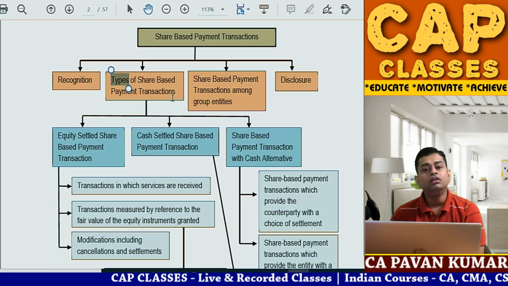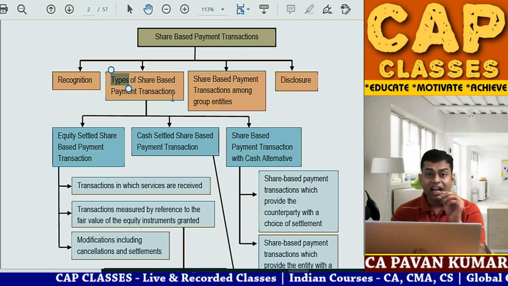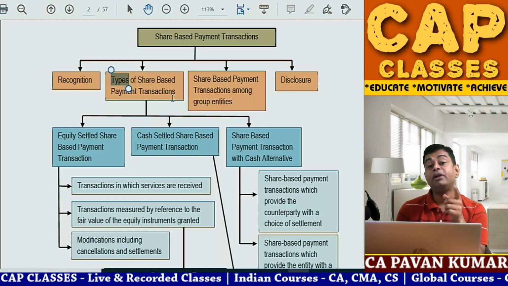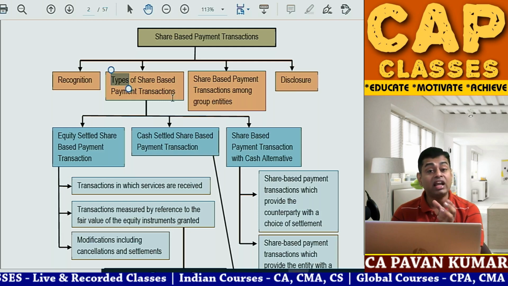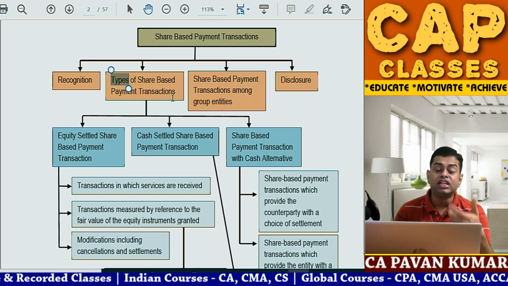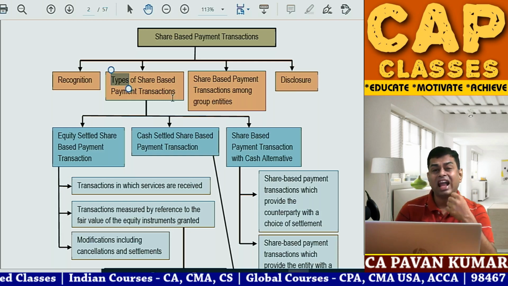Classic example, stock appreciation rights, SAR we call. So I will pay cash to you finally, but how much depends on the share price. That is called cash settled. So finally, if I issue shares, it is called share settled, equity settled. If I pay cash, it is called cash settled.